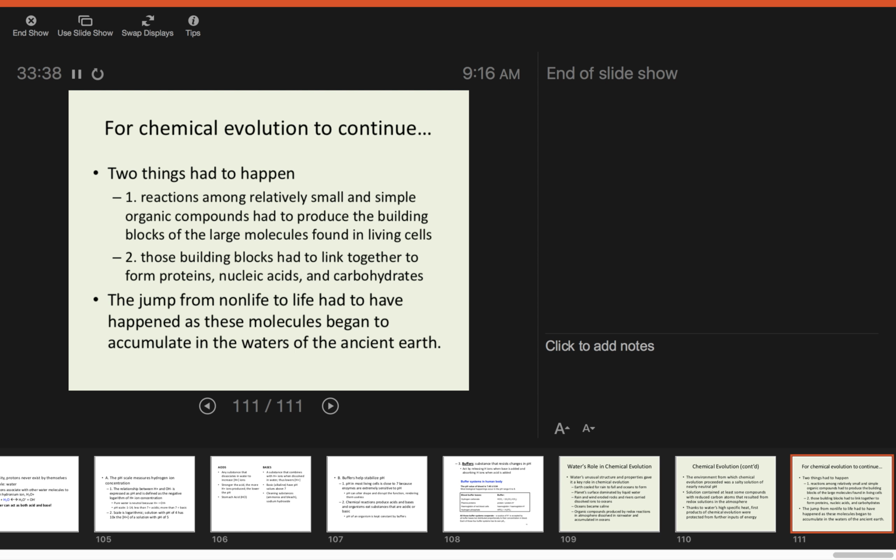Dang. So in order for chemical evolution to occur, two things have to happen: reactions and small, simple organic compounds, which we'll talk about in Chapter 3, were the building blocks for those larger molecules found in living cells. Those building blocks had to link together to form proteins, nucleic acids, and carbs. Again, we will talk about those macromolecules next week. So the jump from non-life to life had to happen as these molecules begin to accumulate in the waters of the ancient Earth.